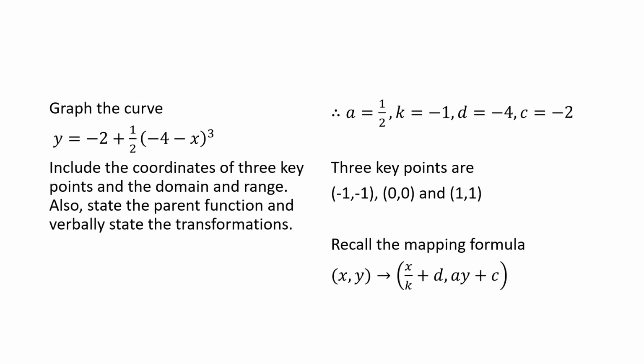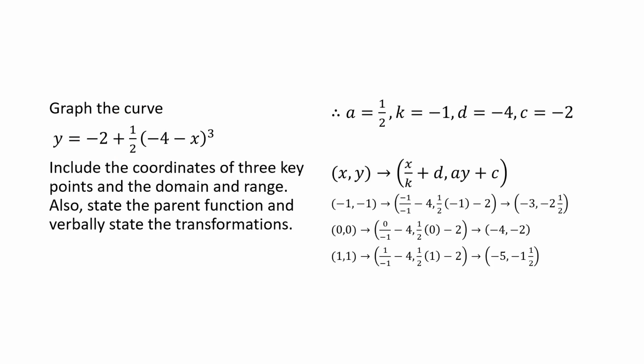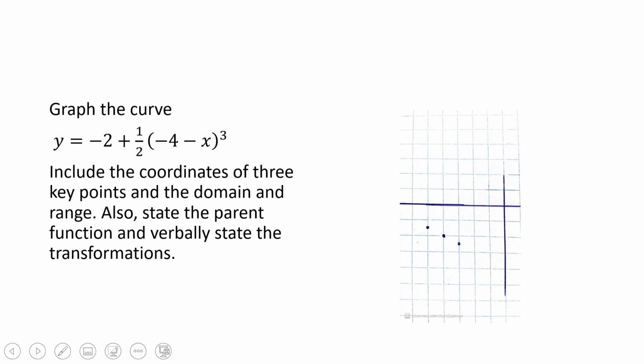We know the three key points, we know the mapping formula, and we get to work. -1, -1 maps onto -3, -2.5. 0, 0 maps onto -4, -2, and 1, 1 maps onto -5, -1.5. We plot those 3 points. And at first glance, those 3 points just look like that.